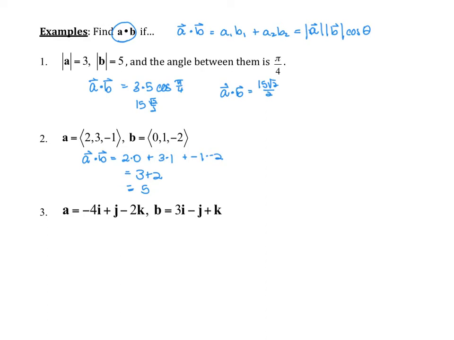All right, for this last one, I am going to put each of these in their component form. So for a, I'm going to do negative 4, 1, negative 2. And for b, I'm going to put 3, negative 1, 1. Then we're going to do it the exact same way we did number 2. So try it and see what you come up with. Hopefully when you do a dot b, you get negative 4 times 3 plus 1 times negative 1 plus negative 2 times 1 to get negative 15. Okay, let's move on.